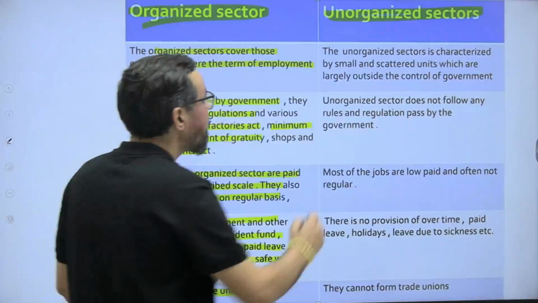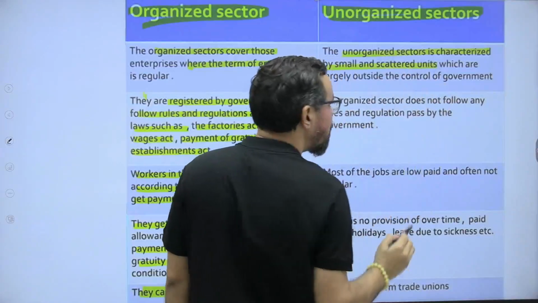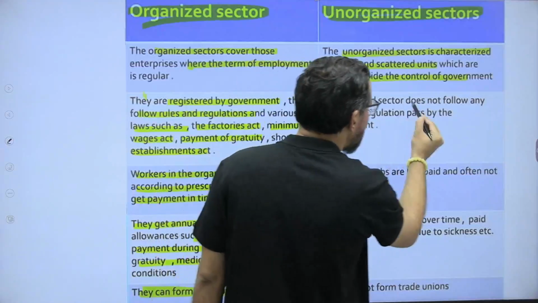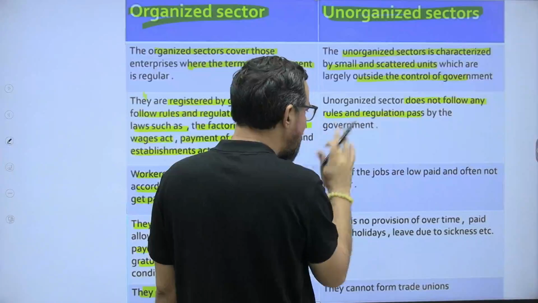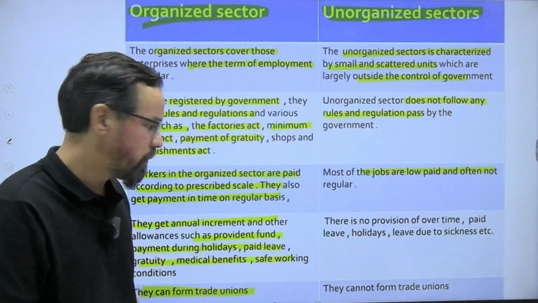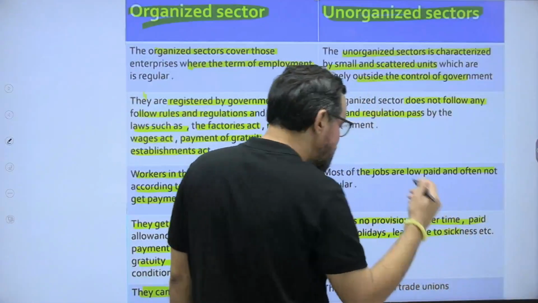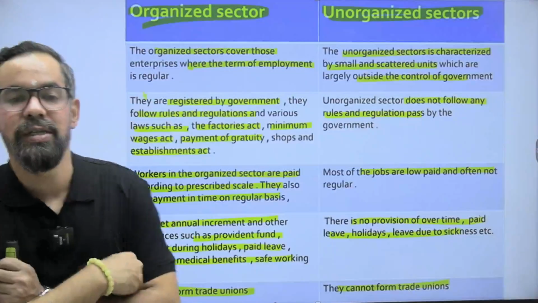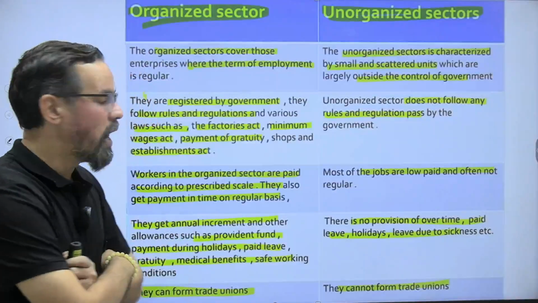So here it is. If it comes to the unorganized sector, it is characterized by small and scattered units, which are largely outside the control of governments. Unorganized sectors do not follow any rules and regulations passed by the governments. Most of the jobs are low paid and often not regular. There is no provision for overtime, paid leave, holidays, leave due to sickness and all, and they cannot form trade unions as well. Okay, so this is the major classification of your organized and unorganized sector. All right, guys. So I hope this is clear.